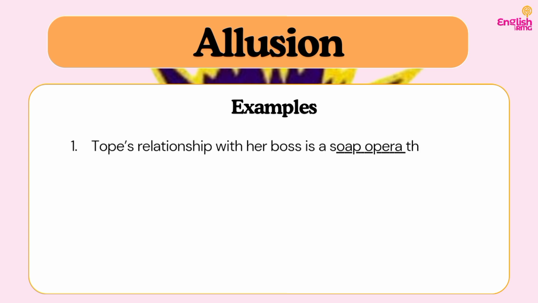Do you understand? So let's look at a few examples. We have: Tokpa's relationship with her boss is a soap opera that is full of drama and twists. So I want to believe you know what soap opera is. All these weekly plays on TV. It is usually filled with different types of drama and twists. And it is well known by many people. Do you understand? So if you say your relationship with your husband is just like a soap opera, you are relying on your listeners' prior knowledge of knowing that soap opera is always filled with different kinds of drama and twists. Do you understand?